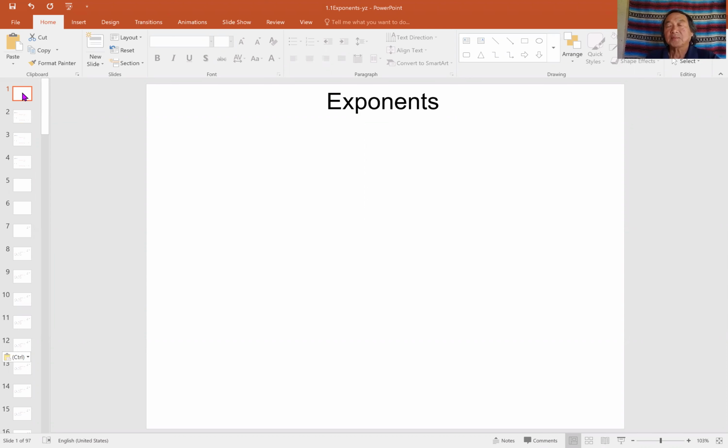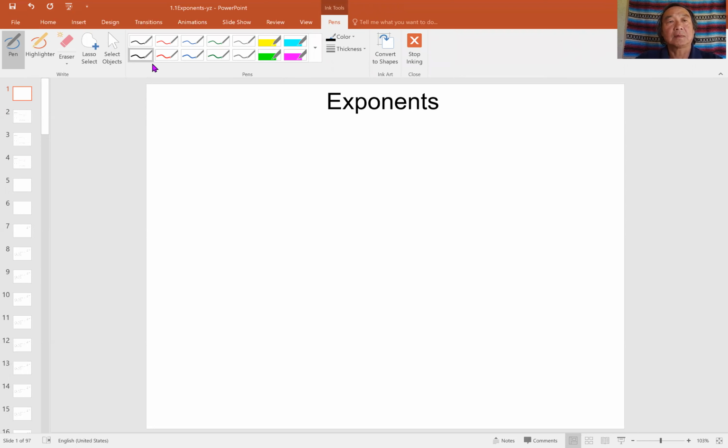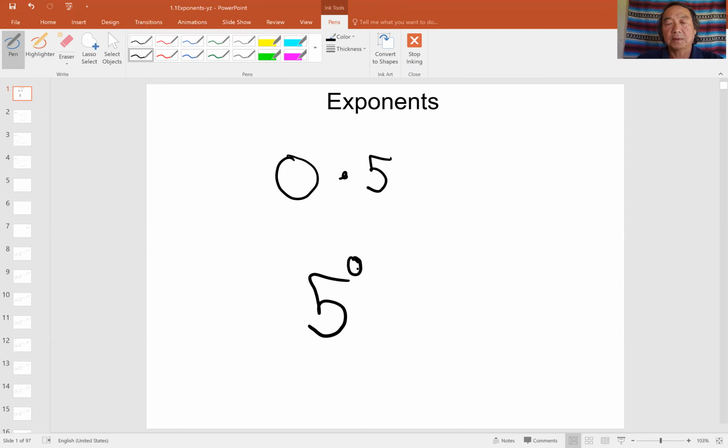Exponents is a very simple idea of trying to track how many copies are doing something. In this case, multiplications. But it also causes the most confusion when we start to abstract the notations of exponents. And the problem I'm talking about is, for example, let's have an example: 0 times 5 versus 5 raised to the 0 power.